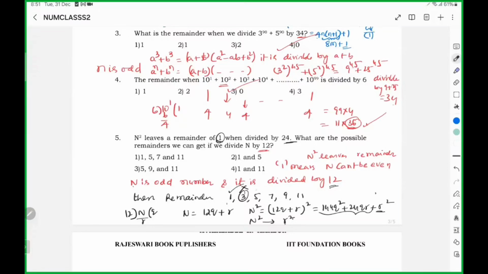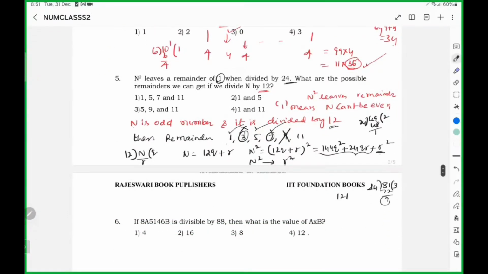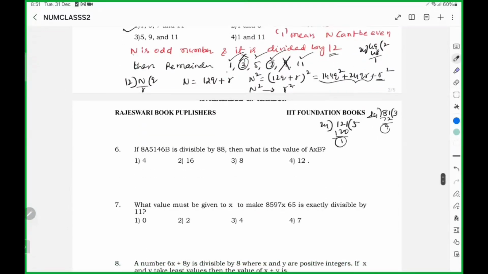25, when you divide with 24, you get remainder 1. 7 here, n square in the sense, remainder is 49. When you divide with 24 into 2, yes, 7 is possible. And 9 square is 81, you divide with 24, you get 9, so you cannot consider this. 11 square, which is 121, you divide with 24, you get a remainder 1. So 1, 5, 7, 11 are the suitable numbers.